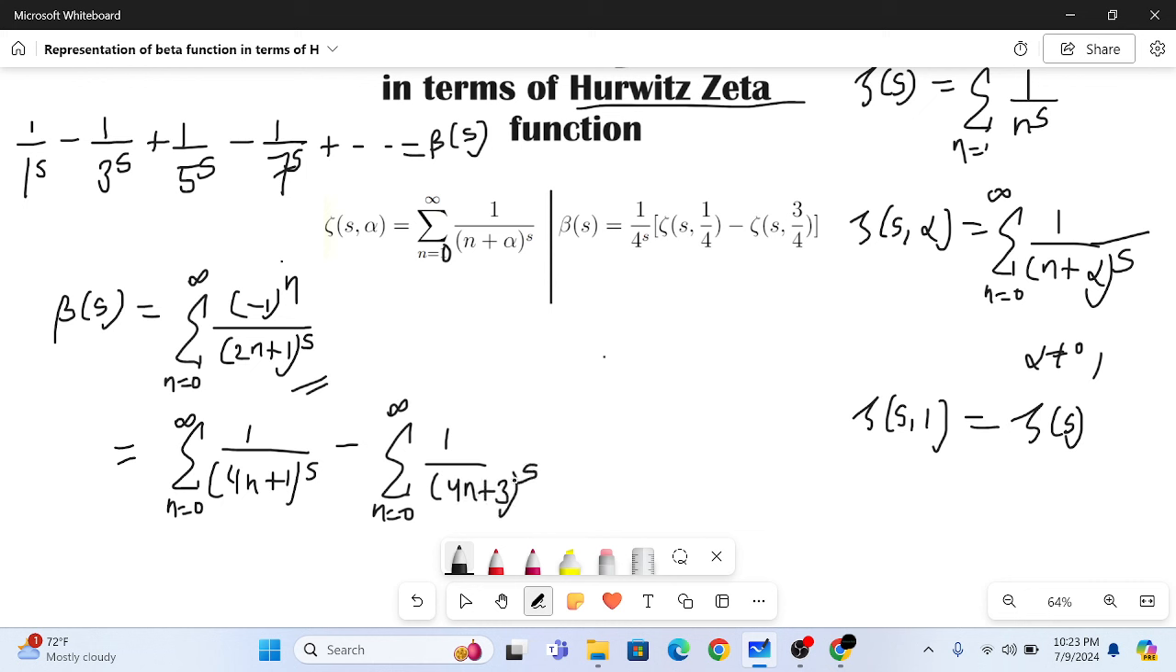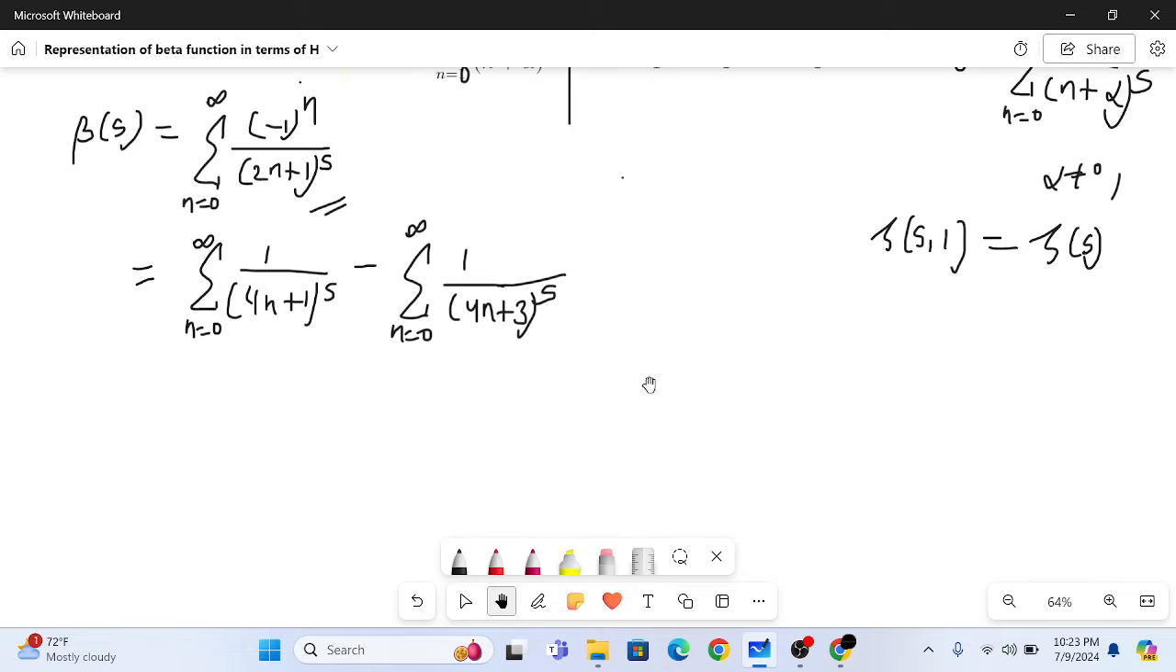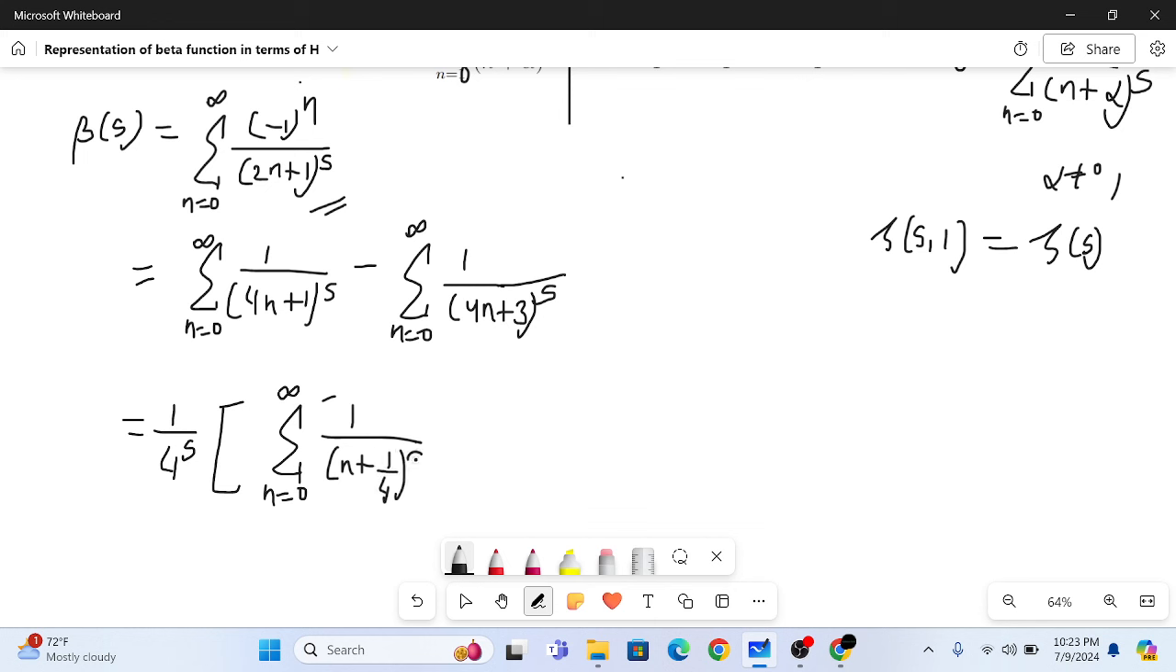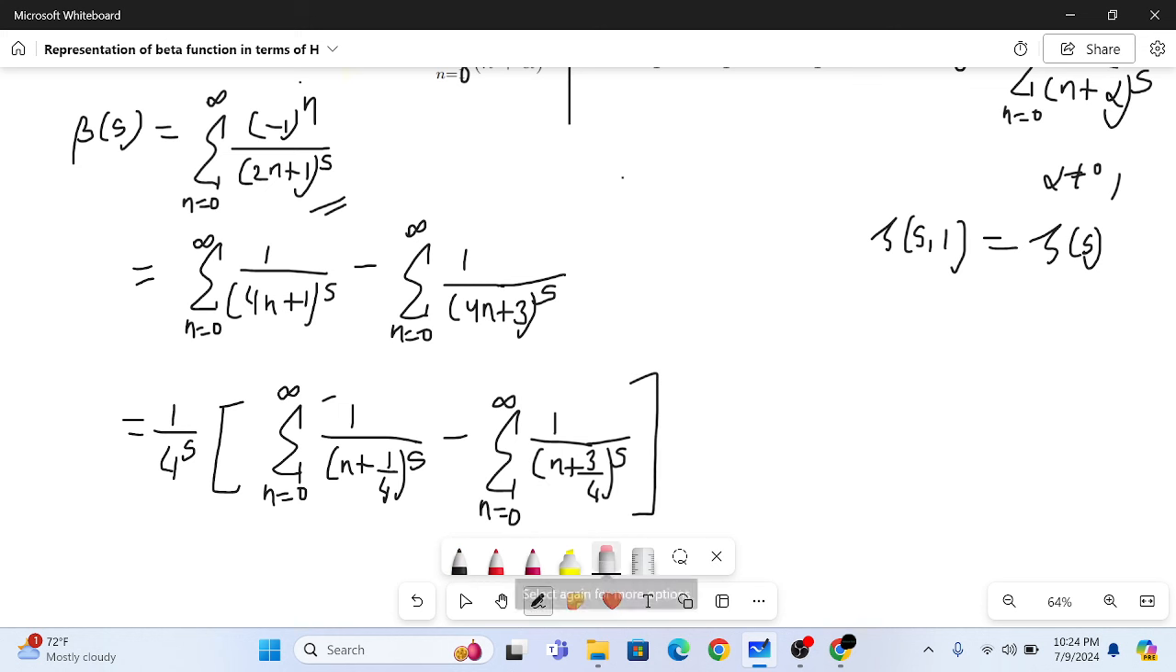to the power s. Now I can take 1 by 4 to the power s as common from both of them. Yes, I can take 1 by 4 to the power s common. So here we will have the sum from n equals 0 to infinity of 1 by n plus 1 by 4 to the power s minus the sum from n equals 0 to infinity of 1 by n plus 3 by 4 to the power s. Okay, going good till now.